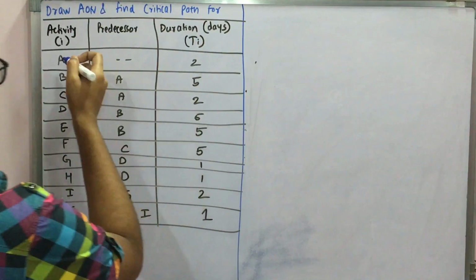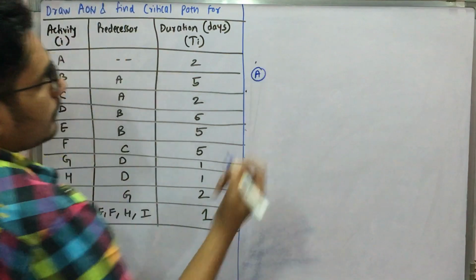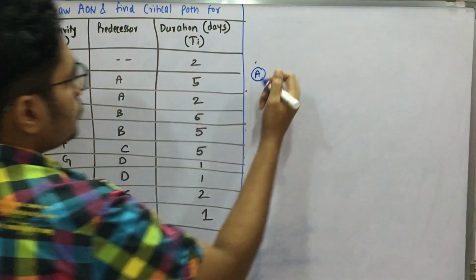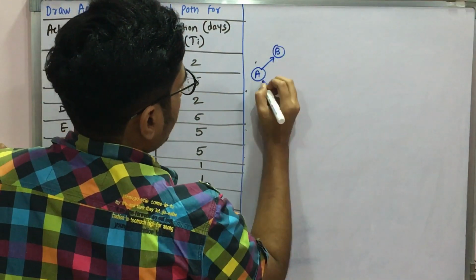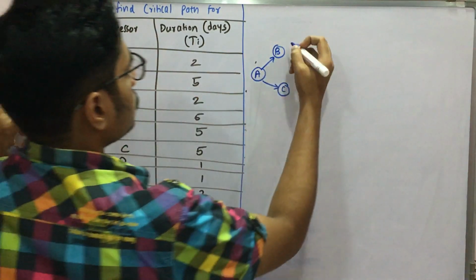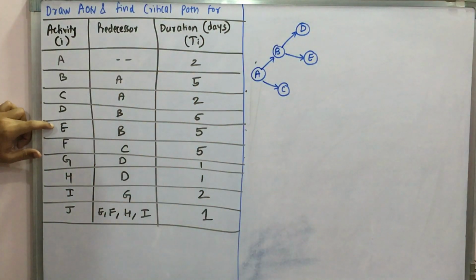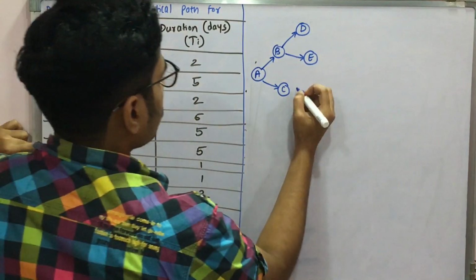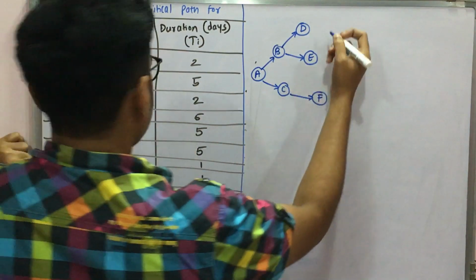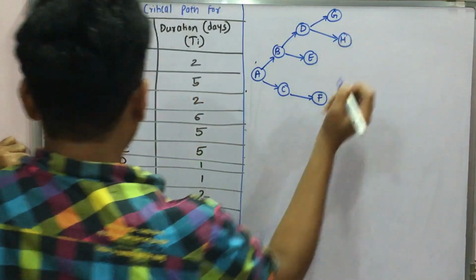So first of all, you see that activity A has no predecessor, and so you can make it the start node, and after that you have activity A giving rise to B and C. So B and C would come here. Then you have activity B giving rise to D and E, so it will be D and E here. Next would be activity C giving rise to F, so it will be like this. Then activity D giving rise to G and H, so it will be G and H.